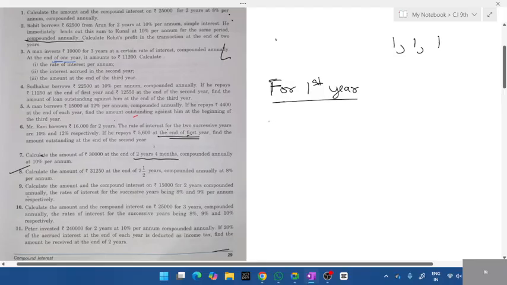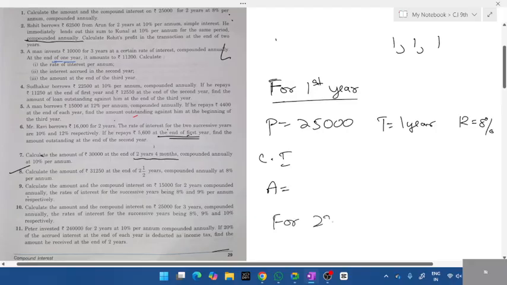For first year, principal is equals to 25,000. Time is equals to 1 year. Rate is equals to 8% for first year. Calculate compound interest and amount. And for second year, principal, time is 1 year. Rate is equals to 9%.